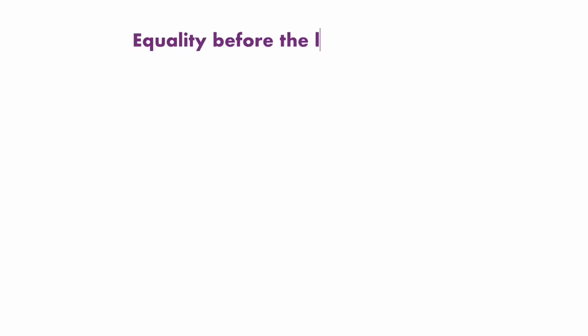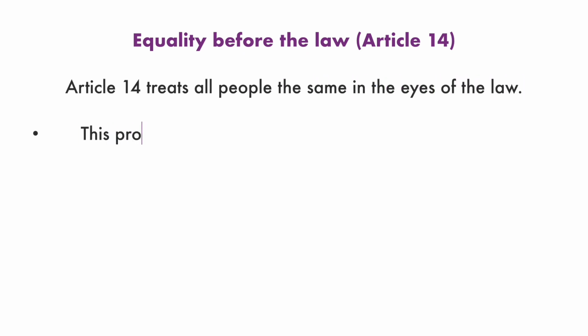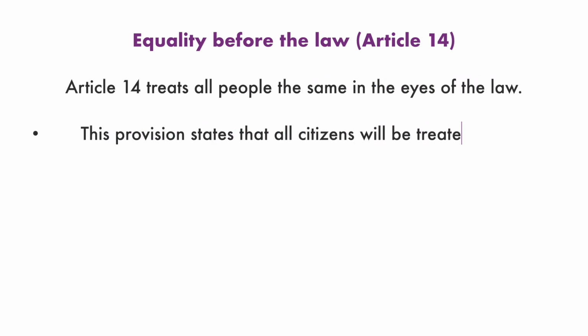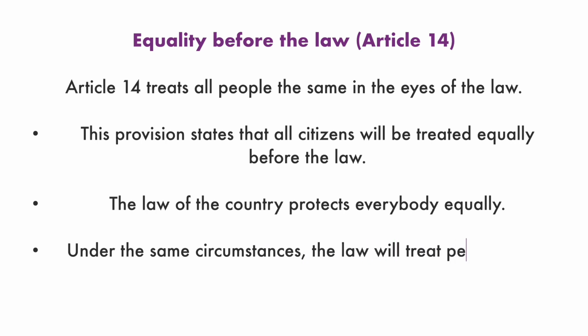The first one, equality before law, Article 14. Article 14 treats all people the same in the eyes of law, be it a normal citizen like us or the Prime Minister. This provision states that all citizens will be treated equally before the law. The law of the country protects everybody equally. Under the same circumstances, the law will treat people in the same manner. So it doesn't matter if you're a common man or a celebrity or a very powerful personality or a man or woman. In the eyes of law, everybody is equal.